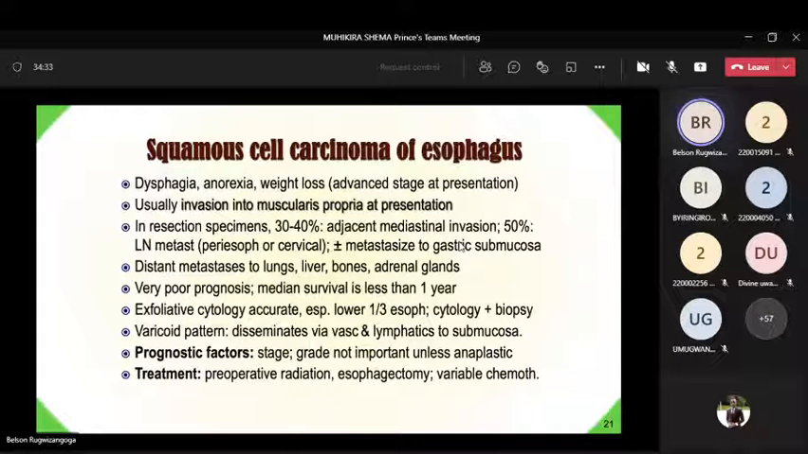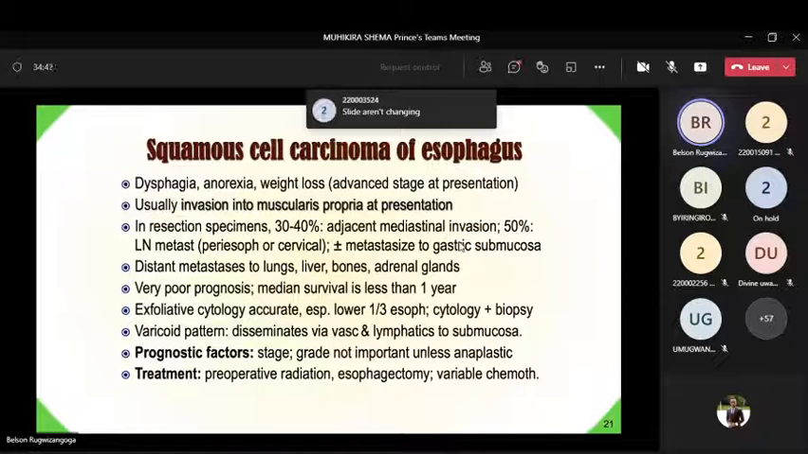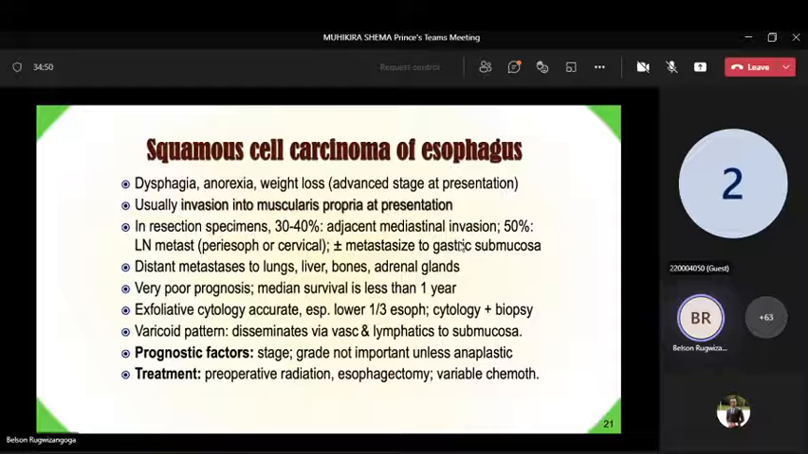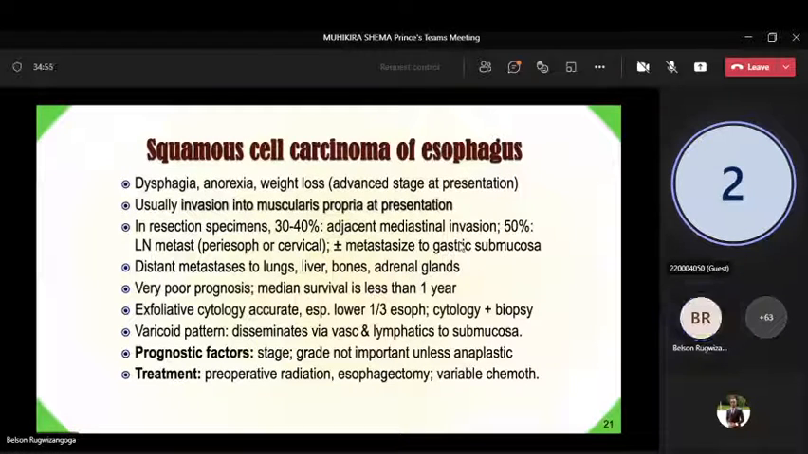In resection specimens, it was found that 30 to 40% of them already had adjacent mediastinal invasion, meaning that it has gone beyond the esophagus. And in 50% of them, there was a lymph node metastasis, which can be periesophageal or cervical lymph node.